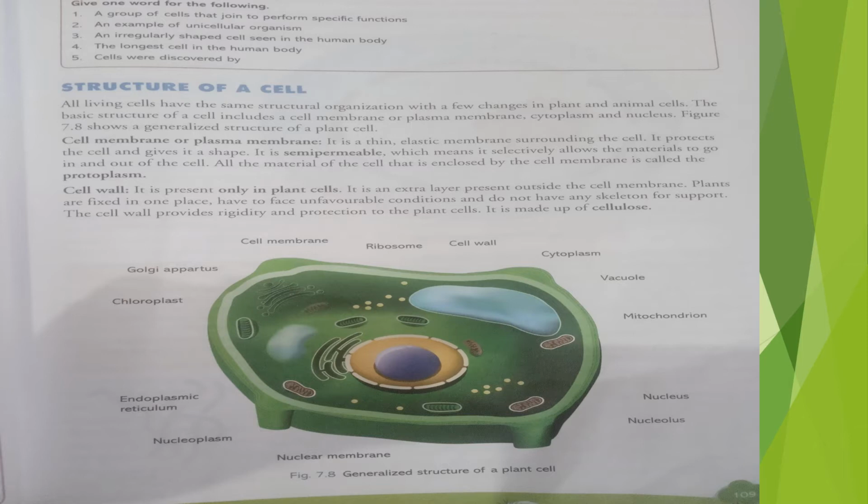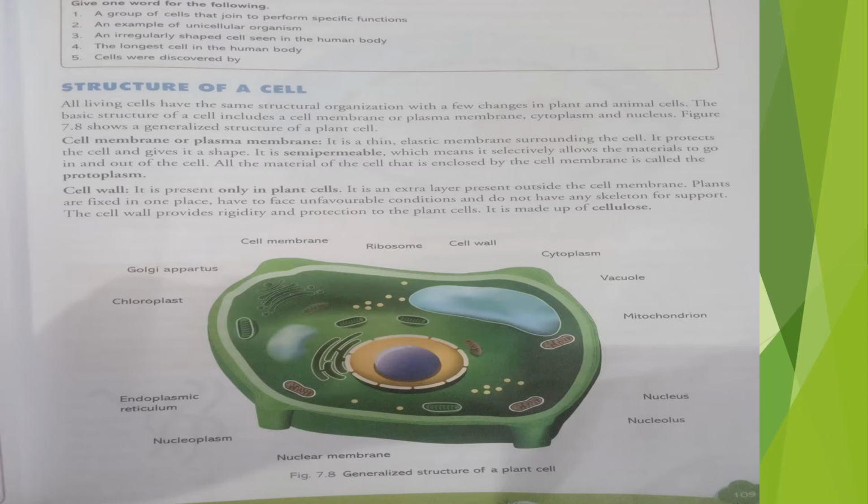Now, the cell wall. The cell wall is present only in the plant cell. In the animal cell, the cell wall is absent. In the plant cell, there is an extra layer present outside the cell membrane, and that is called the cell wall. The cell wall is made of a complex substance we call cellulose. Plants are fixed in one place, have to face unfavorable conditions, and do not have a skeleton for support. The cell wall provides rigidity and protection to the plant cell.